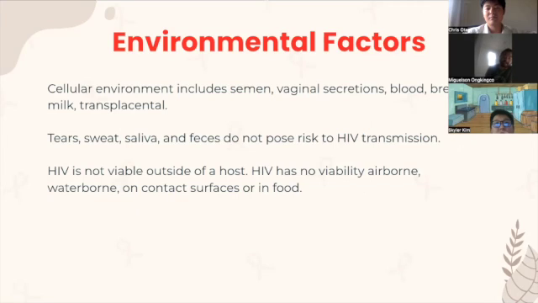Okay, for the environment where HIV is found, in the cellular environment HIV is found in semen, vaginal secretions, blood, as well as breast milk, and it can also traverse transplacentally, so it can cross the placental barrier. Some myths to dispel: HIV is not transmissible through tears, sweat, saliva, or feces. Those do not pose risks for HIV transmission. Additionally, HIV is not viable outside of the host, so airborne, waterborne, or fomite transmission is not possible. It's also not transmissible through food.